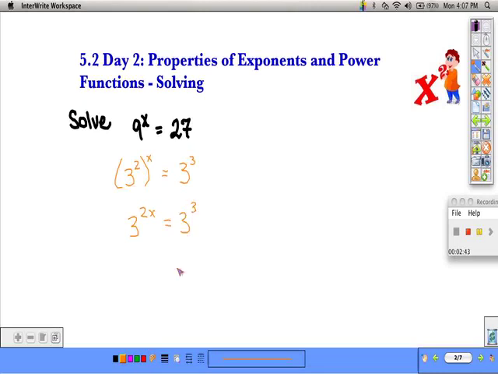And if these two powers are indeed equal and the bases are the same, there was a property that we talked about previously that said that the exponents also have to be the same. So the 2x has to be the same as 3. I could divide by 3 on both sides. Divide by 2 on both sides. X is equal to 3/2. If you do 9 to the 3/2 in your calculator, you get 27.